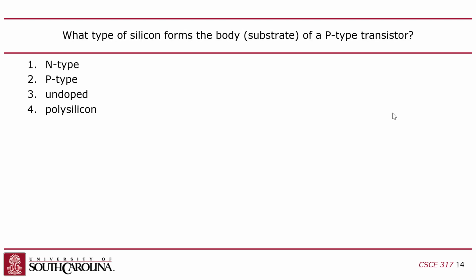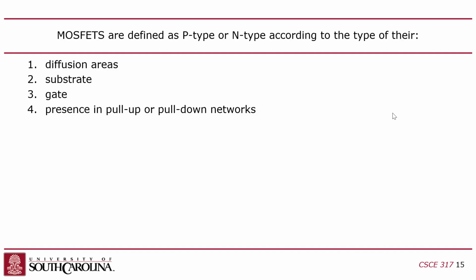Okay, so here's a question from a quiz. What type of silicon forms the body of a p-type transistor? Well, the answer to this is, remember, a p-type transistor has p-type diffusion areas, so the body must be the opposite of that, so I'm guessing N? Yeah, right. MOSFETs are defined as N or p-type according to their diffusion areas.